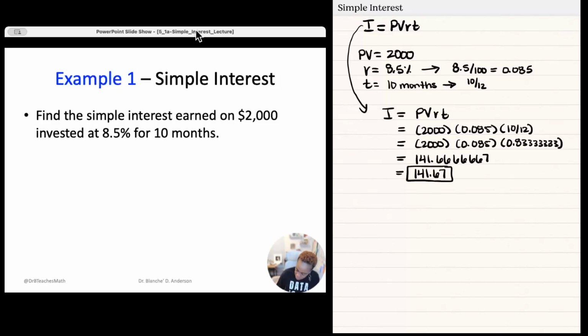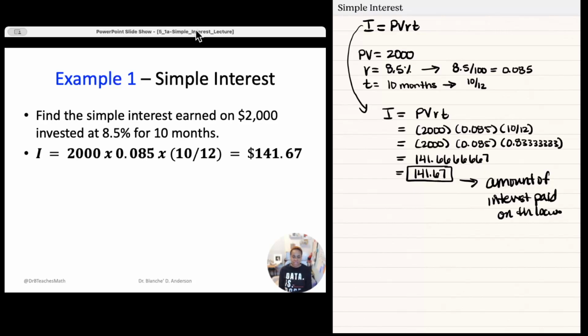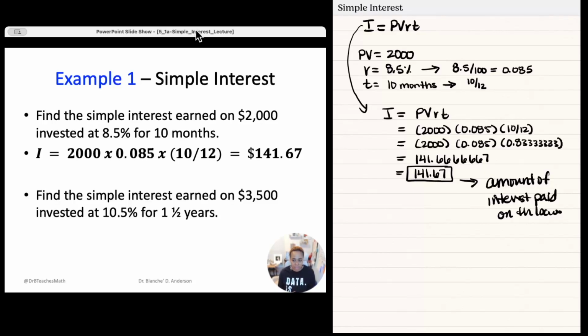Okay, so this is the amount of interest you would pay on the loan, okay? This is the amount of interest. Okay, easy, right? Yep. I thought you'd say that. So yeah, you just plug and chug and don't round to the very end. Okay, let's try this one.